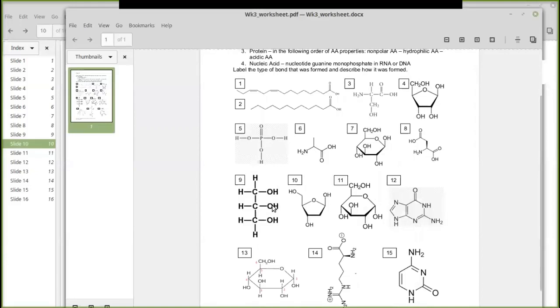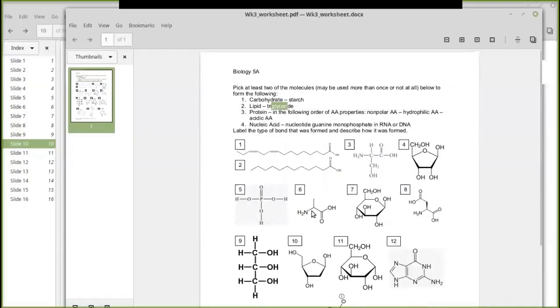And then what would be the bond that you form between these fatty acids and the glycerol? What would that be called? What would be the name for it? Any ideas? Okay, it would be an ester bond.